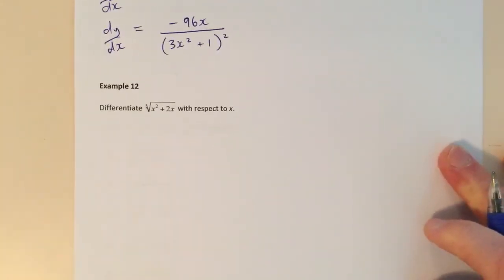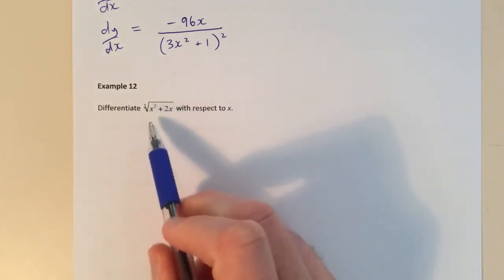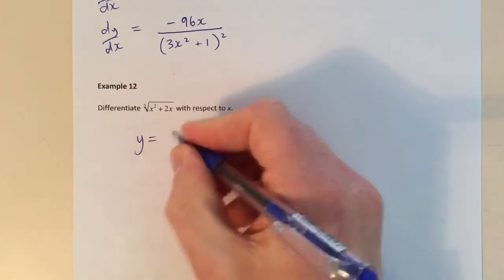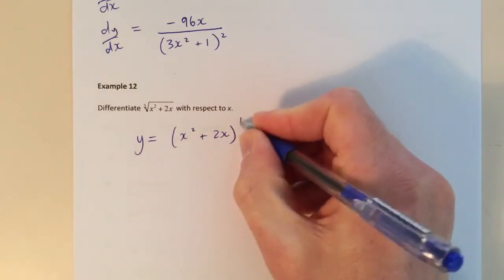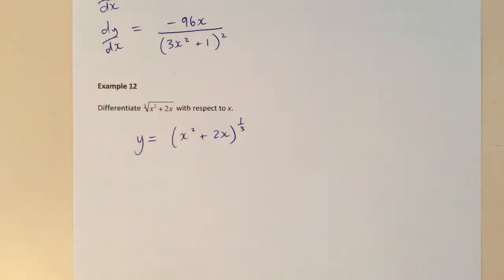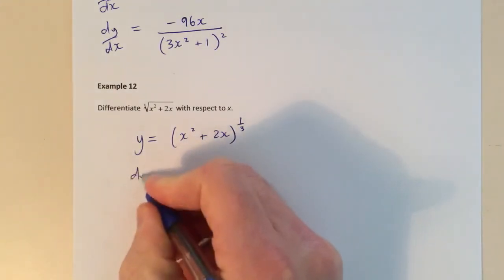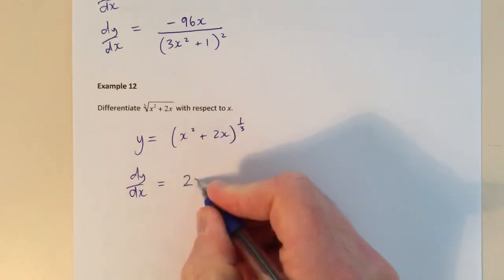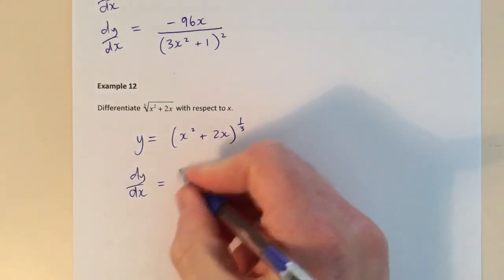Okay, next one, similar idea. We're going to have to do some manipulating at the start. We're differentiating the cube root of x squared plus 2x. So let's think of this original as y equals x squared plus 2x, all to the power of a third. Remember, a cube root is really a power of a third. Again, we can apply the chain rule now by differentiating the inside of the bracket. So dy dx will equal 2x plus 2. That's our derivative inside, times by, so we're going to use a bracket here.